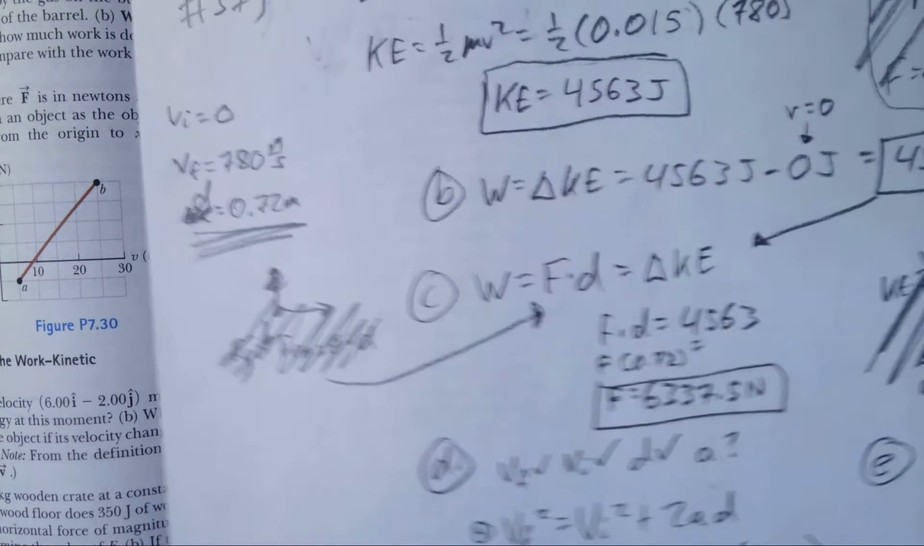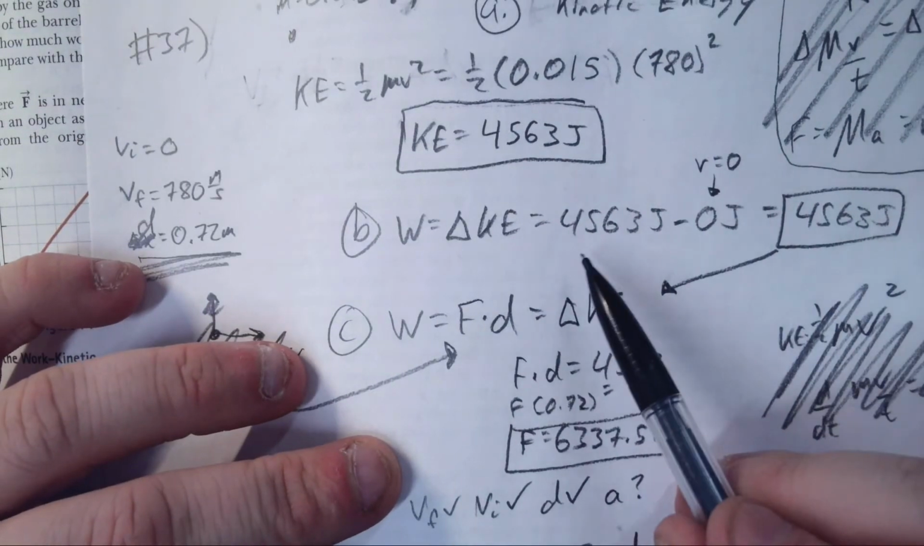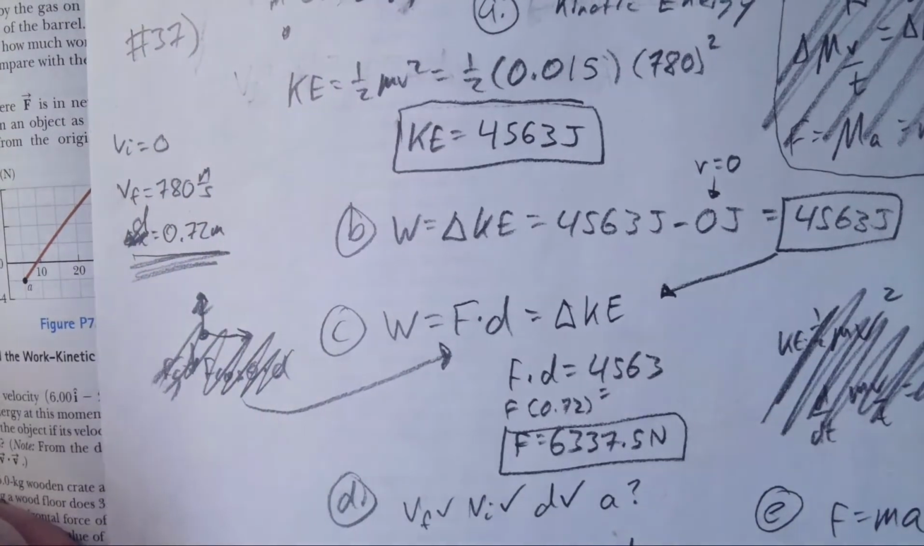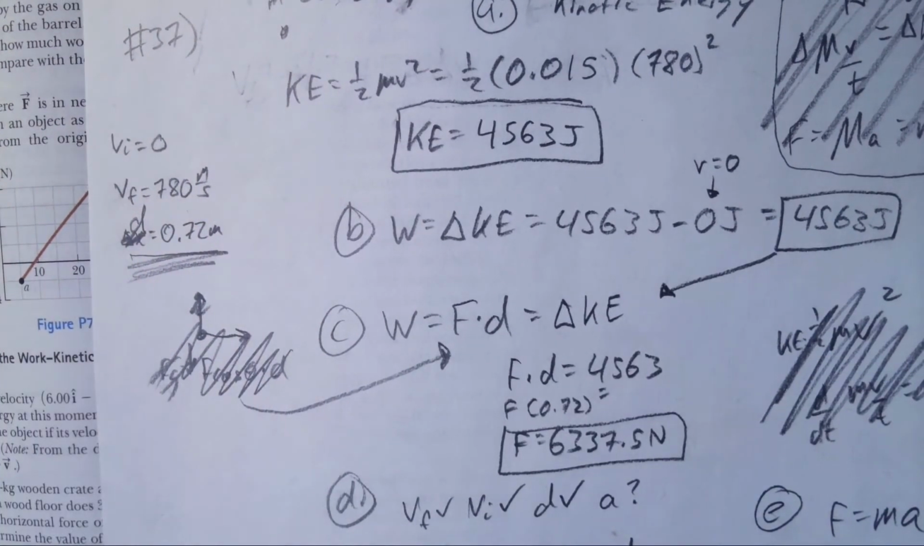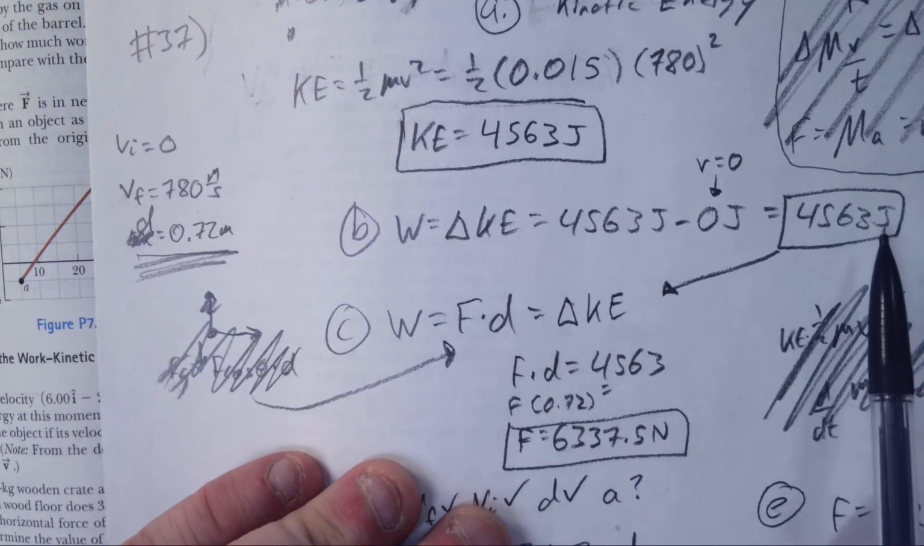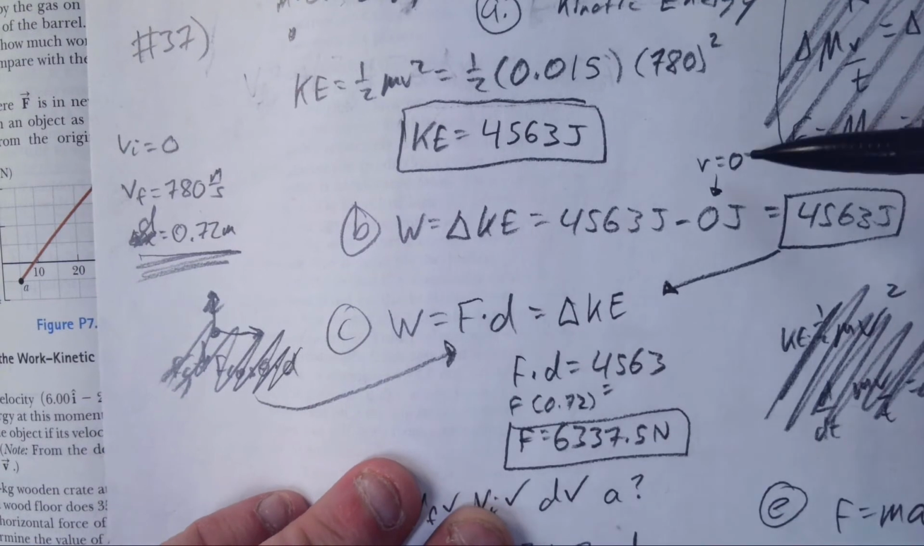Part B, use the work kinetic energy theorem to find the net work that is done on the bullet. So the work kinetic energy theorem is this. Now, it should be just the same. All the work that was done in speeding this bullet up. There were no other influences on it. It was only that. So you could just say 4,563 joules. We can say it's that minus 0 because it's delta, because at the beginning it wasn't moving.